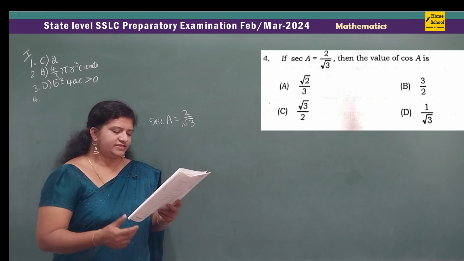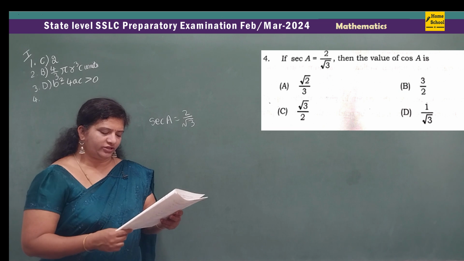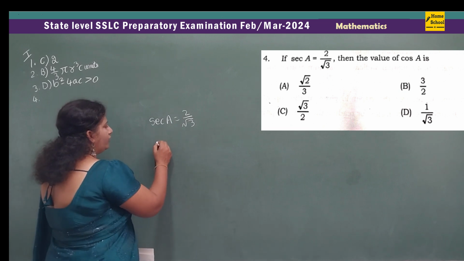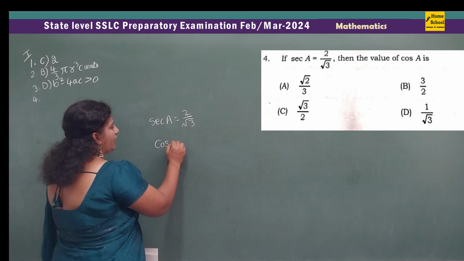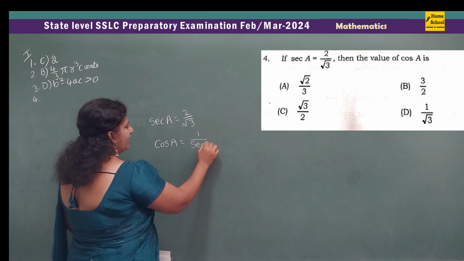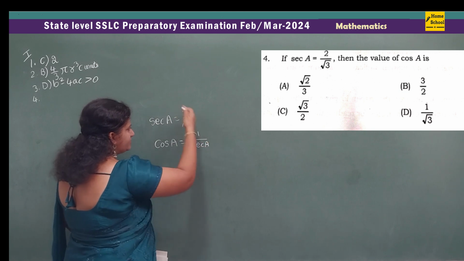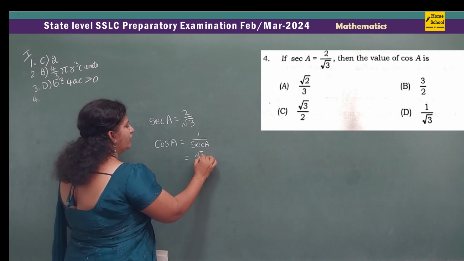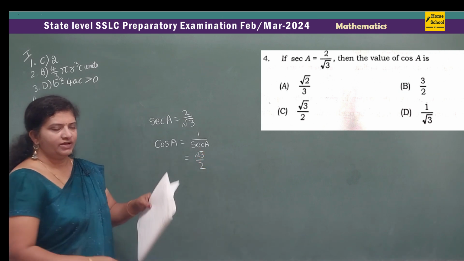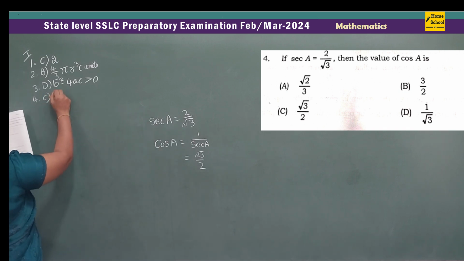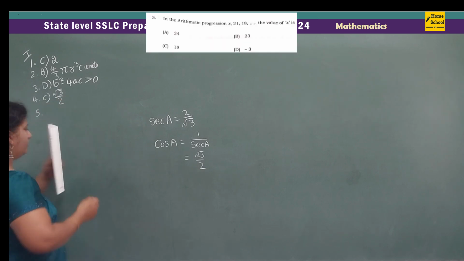Fourth one, if secant A is equal to 2 by root 3, then the value of cos A is. We know secant A is 2 by root 3. Cos A is nothing but 1 by secant A. That is, just take the reciprocal, or 1 by 2 by root 3, which is none other than root 3 by 2. Check for this option. It is your option C, root 3 by 2. Fifth one.